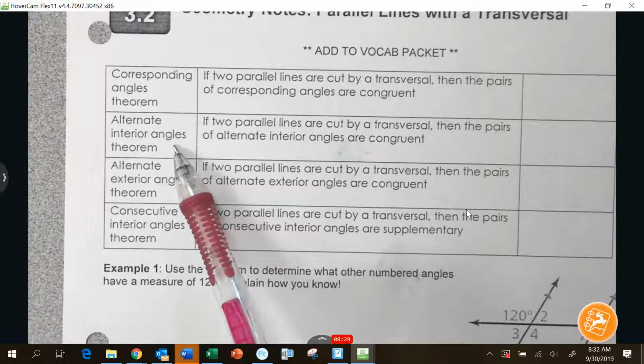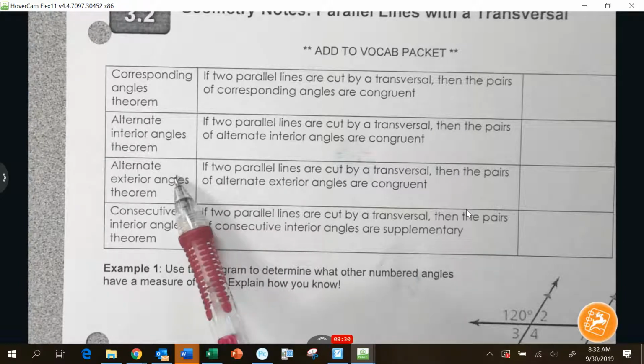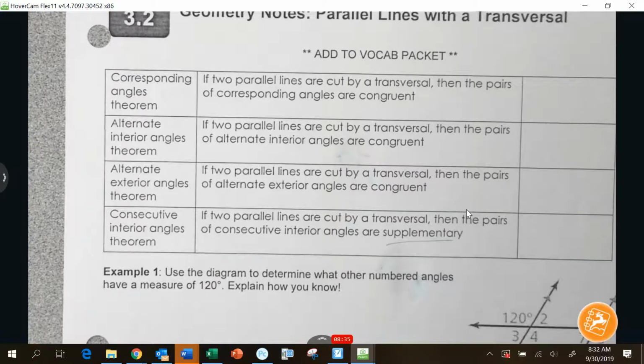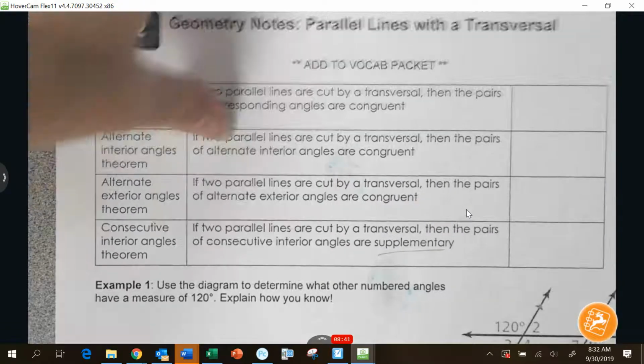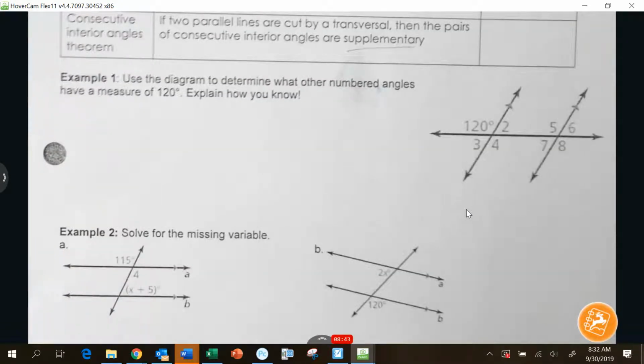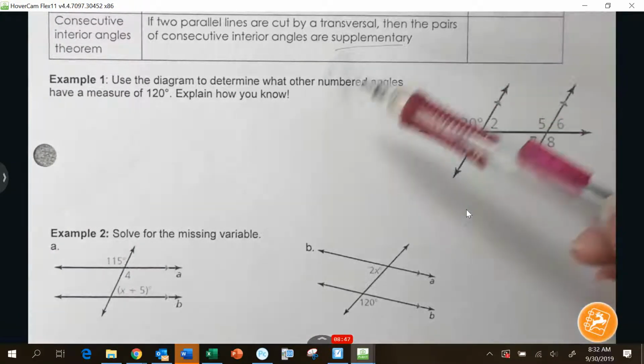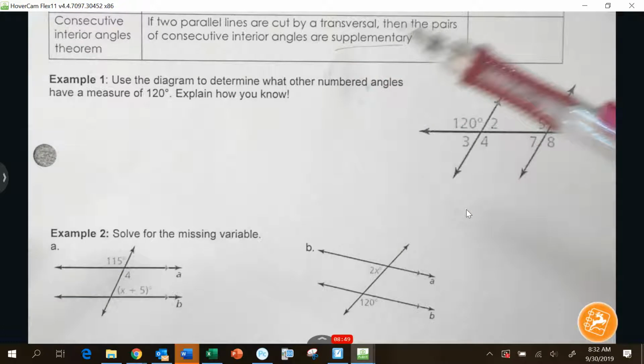Alternate interior angles are congruent. Alternate exterior angles are congruent. And then consecutive interior angles are supplementary. And then you should already know linear pairs are supplementary, and vertical angles are congruent. So we've got 5 examples. I mean, there's like 5 problems here.